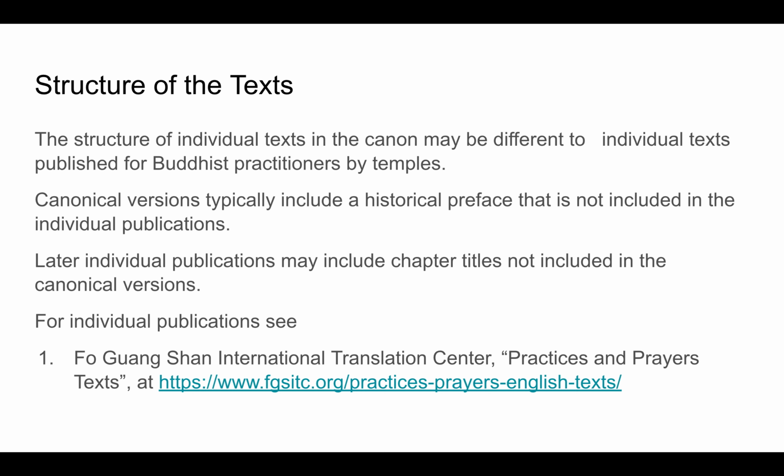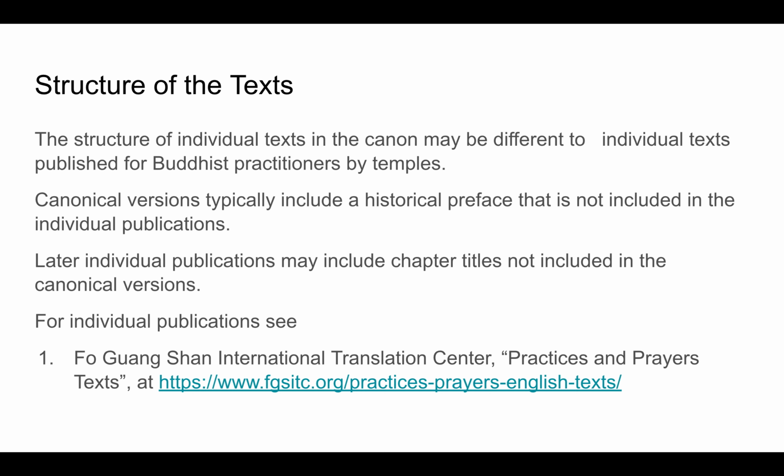Structure of the text. If you're used to looking at text from individual publications of sutras, the canonical text is going to be a little bit different. And why? What are the differences? Let me just discuss that. The canonical versions typically start with a historical preface by somebody who may be related to sponsoring the publication, typically some imperial official. And they often wrote a preface about why they thought this text was worthy of imperial publication.